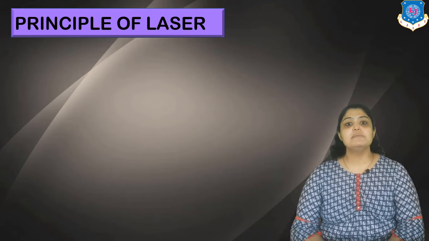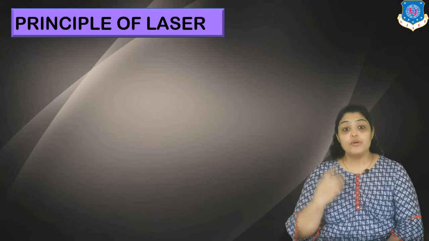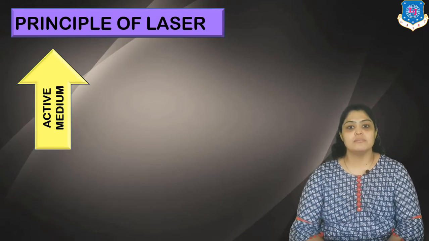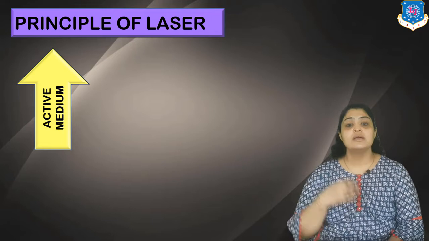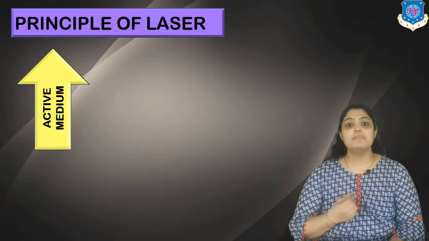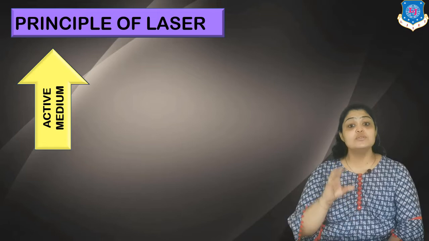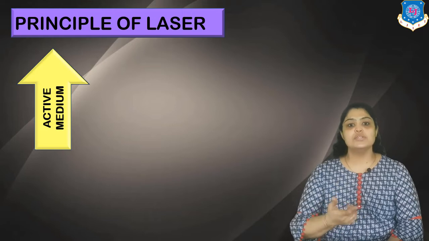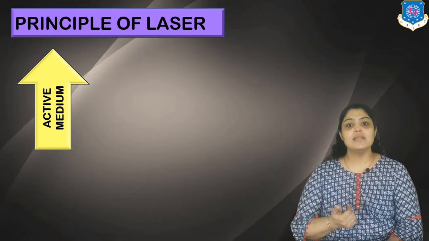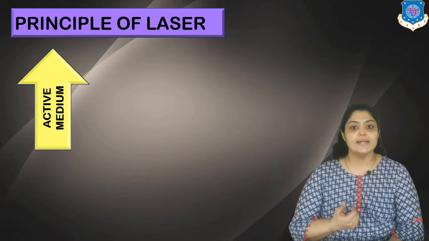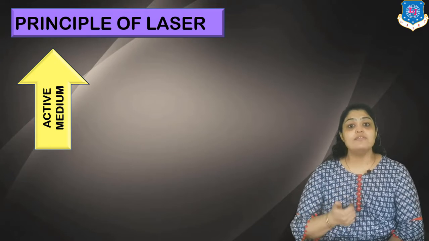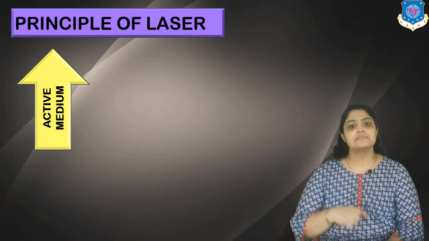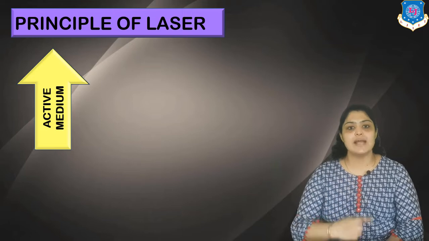Now, what parameters are important for the generation of laser? The first thing is an active medium. I would like to give you one or two examples. Suppose I discuss a ruby laser. The ruby crystal is the active medium because we excite the atoms of ruby to generate laser. The second example is the CO2 laser, the carbon dioxide laser. It's a gas laser in which atoms are excited to a certain level and then they emit laser light. So the first requirement is an active medium.